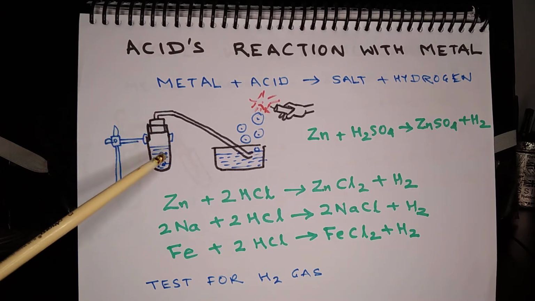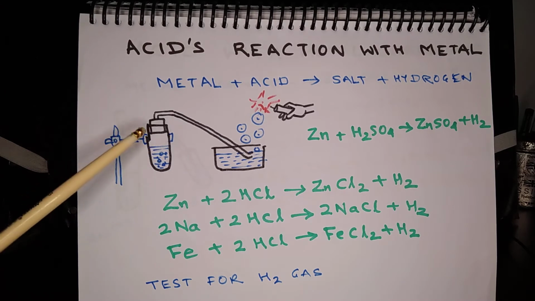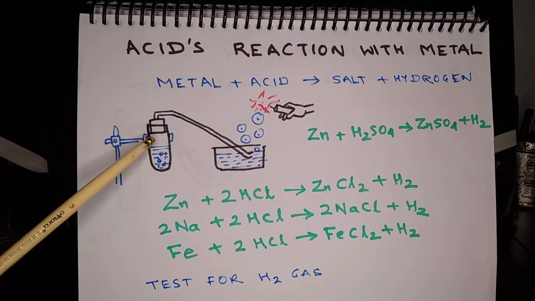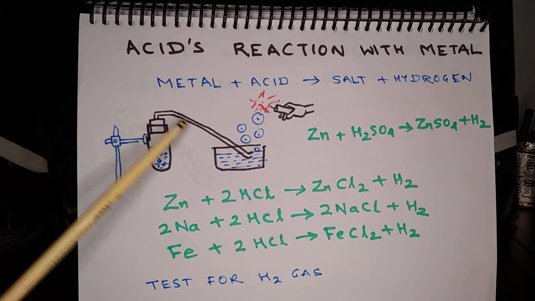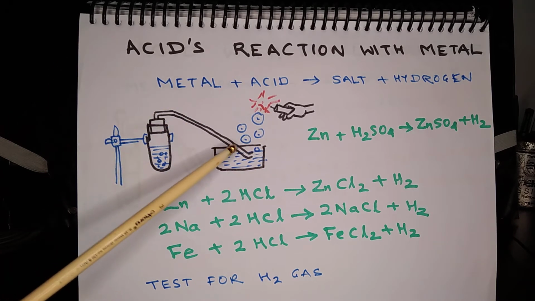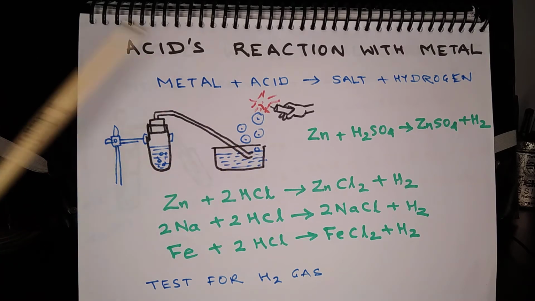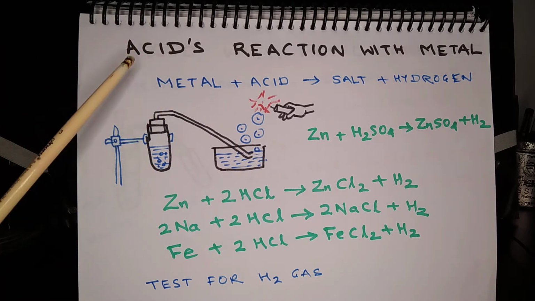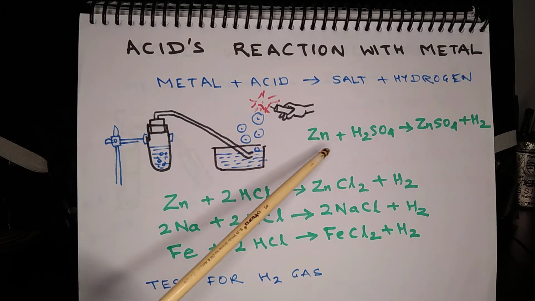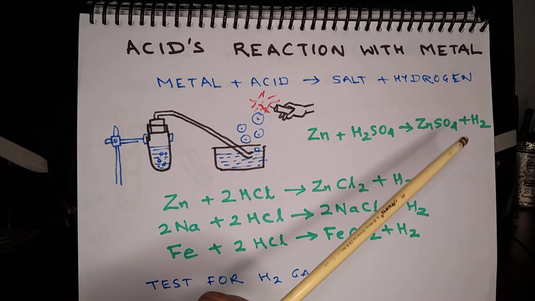So within a few seconds, you can observe effervescence, bubbles start coming out from this mixture, and the gas which is evolved is passed through a tube and it is collected in this pan which is already filled with water. So bubbles of gases can be seen emerging from this water. This equation can be written as Zn plus H2SO4 is equal to ZnSO4 plus H2.